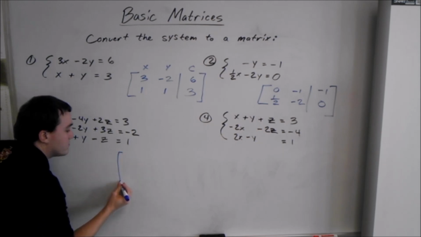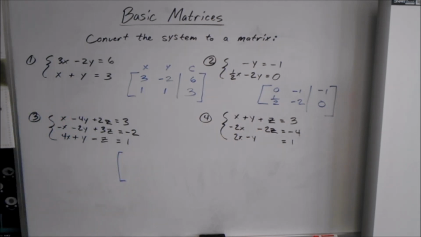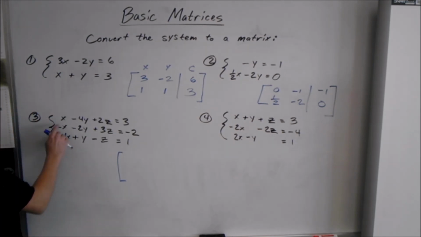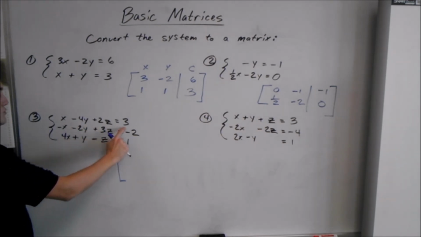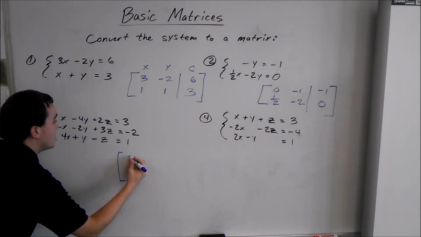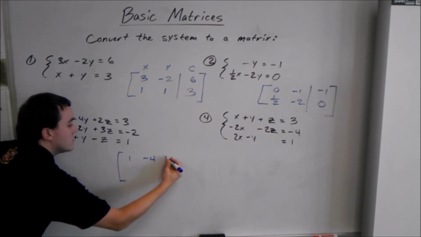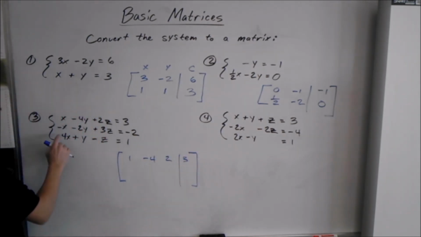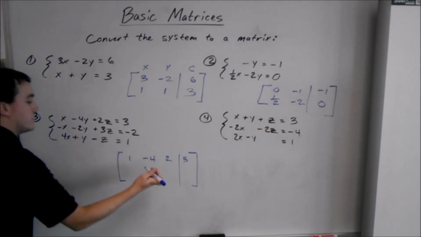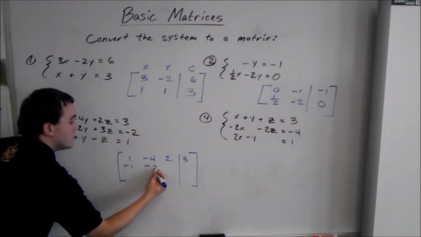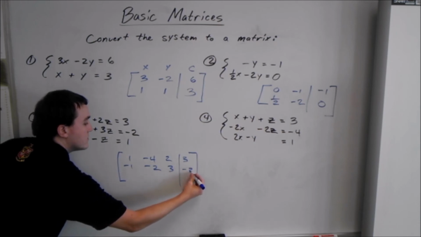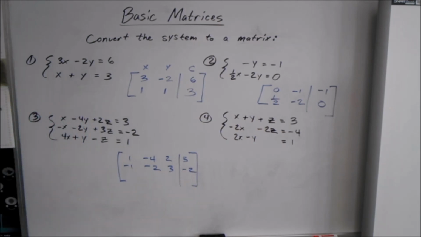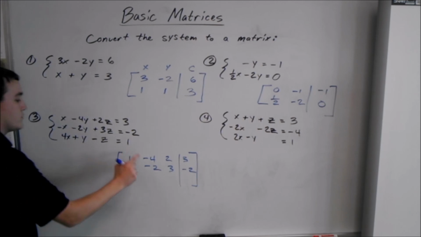But once again, we still just have to know how to write the matrix. And it's the same case, and it doesn't matter which one you use first. So you can flip them around if you want to. This would be 1, -4, 2, after the bar, 3. Then 1, -4, 2, 3, then -1, -2, 3, -2. And 4, 1, -1, 1.